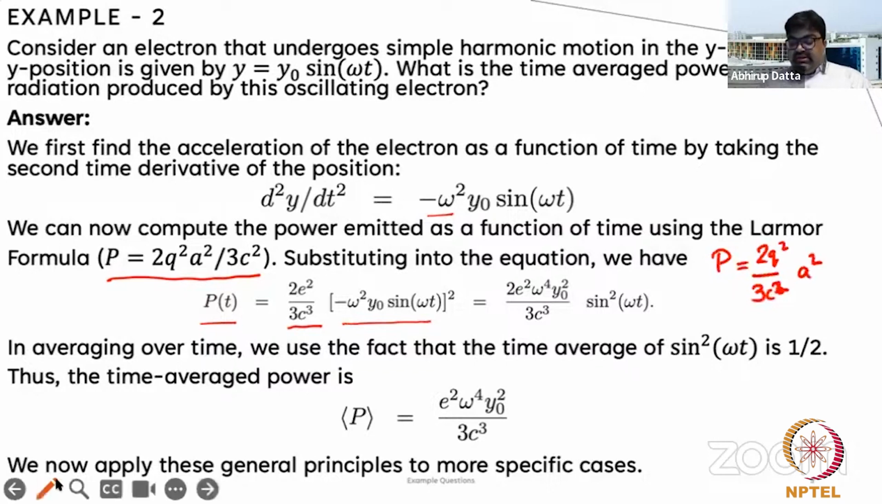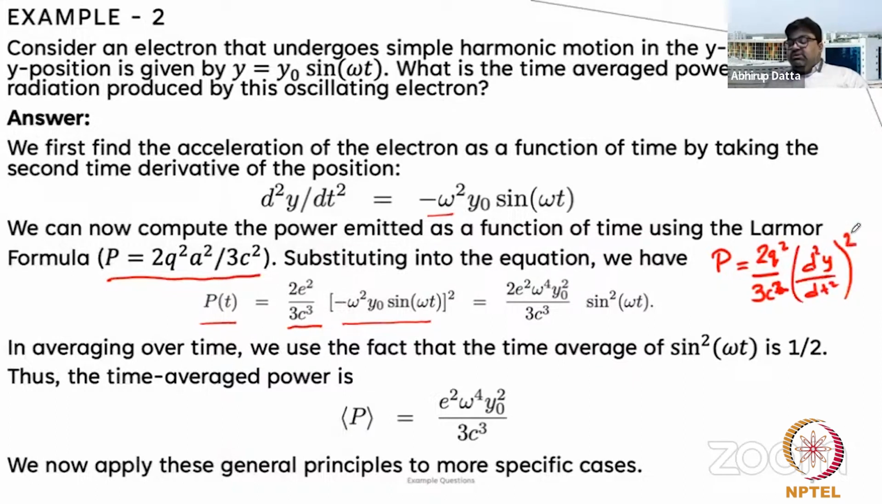So a squared is nothing but d2y by dt2, whole squared. So you get the double derivative of y from here, which we also call y double prime for easier notation. We put this over here, and finally you get the answer, the Larmor one.